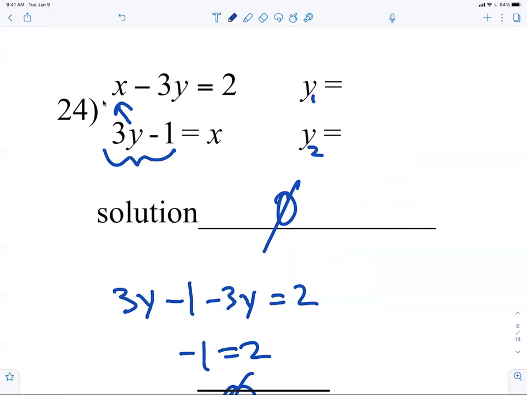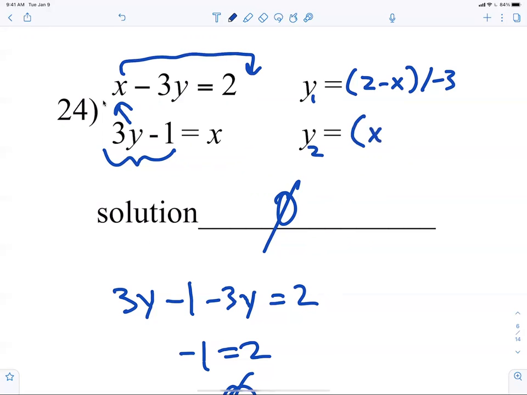So please now watch. This is what I mean by isolating y. Parentheses, 2 minus x divided by -3. I just feel like everybody in here should be able to look at that and say, yeah, that's obviously what we're doing. We're isolating the y. So to isolate the y, I have to move the x, and then I divide by -3. Does anybody have an issue with that? Now, the reason why I put the parentheses is because I'm dividing everything by -3. All right. So now on the other one, parentheses, x plus 1 divided by 3.